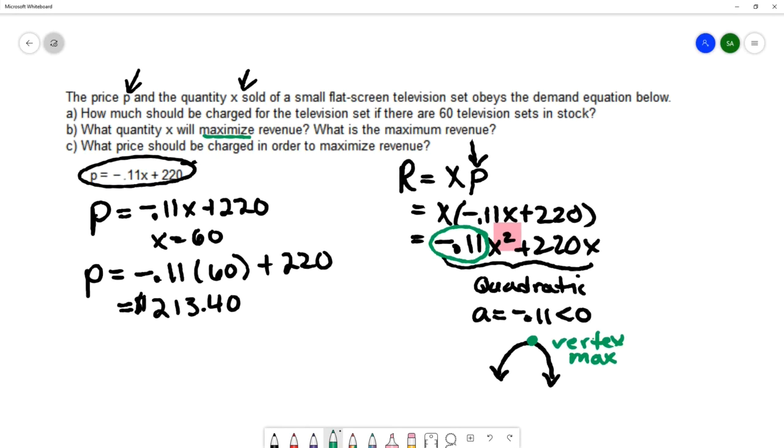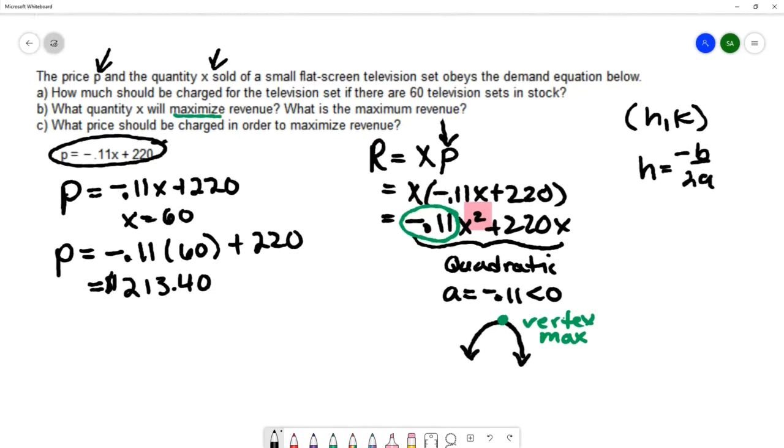So we are going to use the fact that this equation is a quadratic, a down-facing parabola, to find the maximum value, and we do that by finding the vertex. We do have a formula for the vertex. The vertex is usually written as an ordered pair, (h, k), and we can find the h value of the vertex with the formula negative b over 2a. For our revenue function, we've already stated the value of a is negative 0.11, and the value of b will be the coefficient on the x term, 220. So we'll substitute those values into the formula. That's negative 220 divided by 2 times negative 0.11.